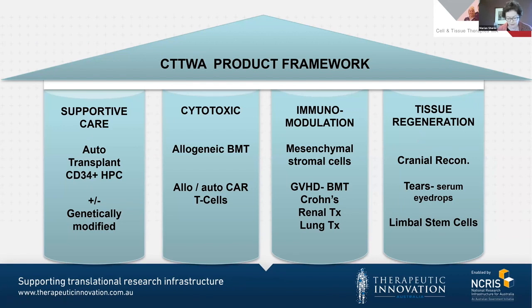And the types of products that we manufacture are firstly for supportive care of patients, and those patients that are undergoing autologous bone marrow transplant. And currently it also includes a genetically modified product for the correction of an inherited disorder, cytotoxic therapy for allogeneic bone marrow transplant and the development of allo and auto CAR-Ts, immunomodulation, and that's with mesenchymal stromal cells for a variety of immune disorders. And as was alluded to, we do a bit in the tissue regeneration area.